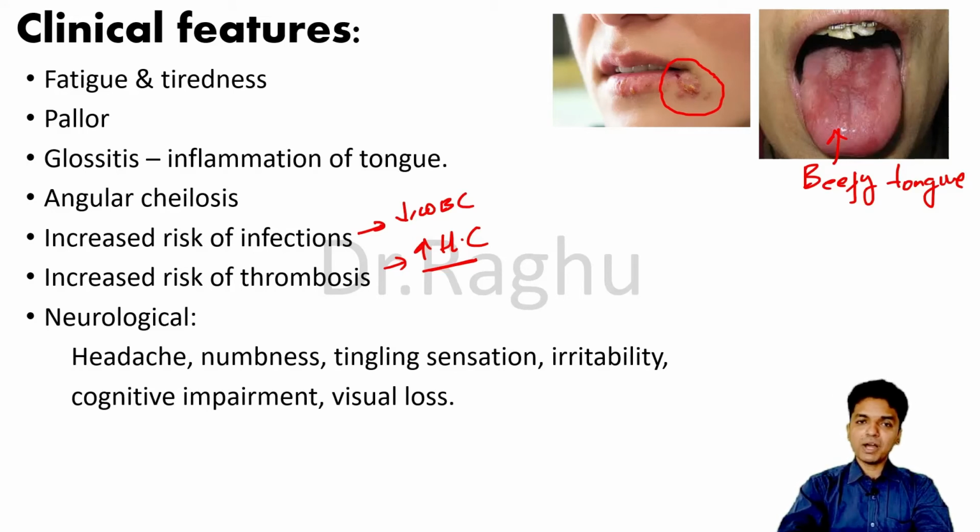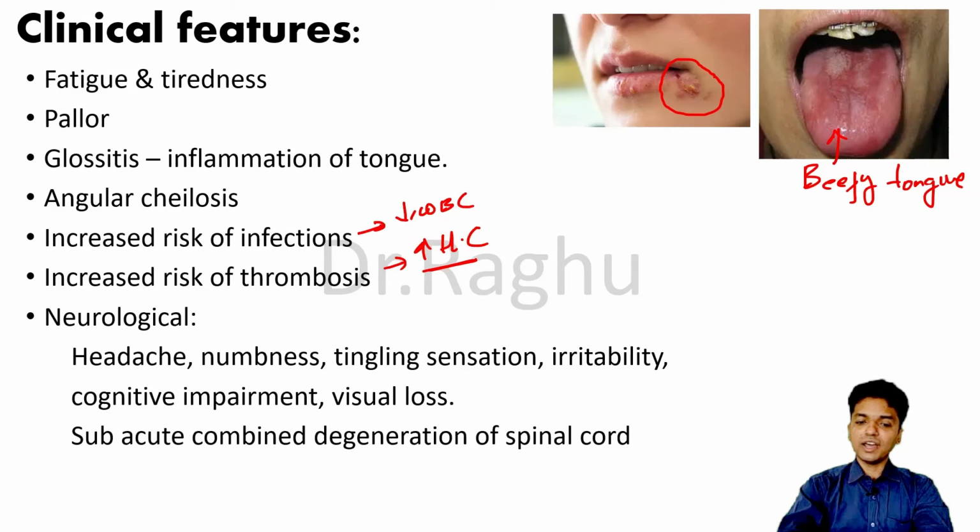Apart from this, if left untreated, it can also result in a very important disorder called subacute combined degeneration of the spinal cord. Remember, subacute combined degeneration of the spinal cord initially affects the dorsal column, and hence all the sensations carried by the dorsal column will be impaired. Most importantly, it affects proprioception. Whenever there is lack of proprioception, it results in what is called sensory ataxia.